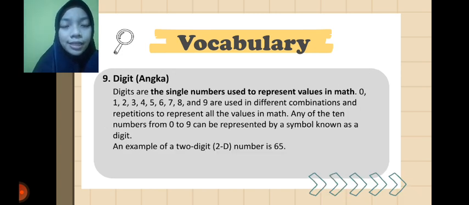9. Digit, or in Indonesian we say angka. Digits are the single numbers used to represent values in math. 0, 1, 2, 3, 4, 5, 6, 7, 8, and 9 are used in different combinations and repetitions to represent all the values in math. Any of the 10 numbers from 0 to 9 can be represented by a symbol known as a digit. An example of a two-digit number is 65.